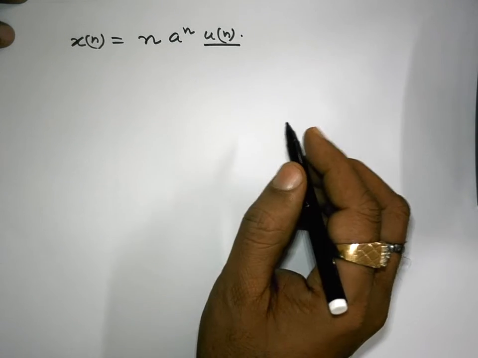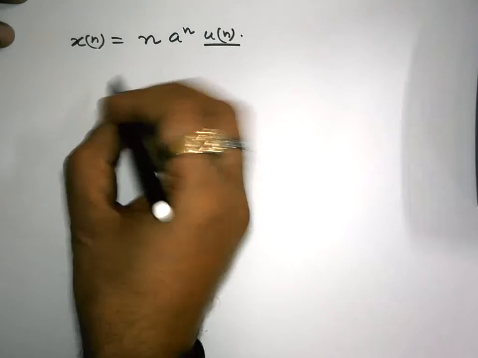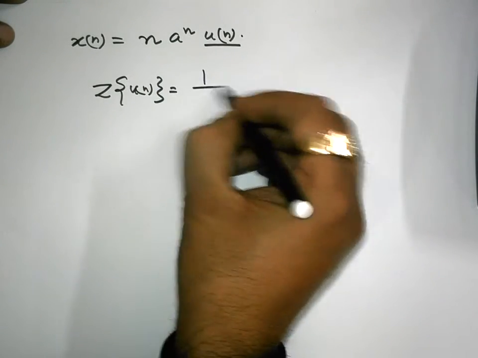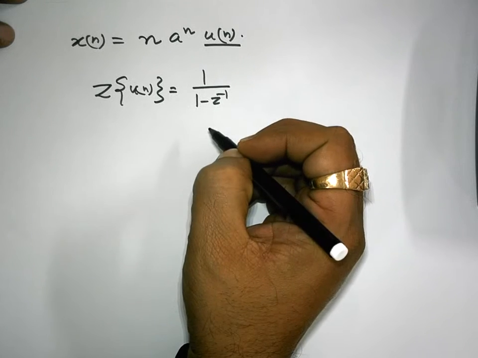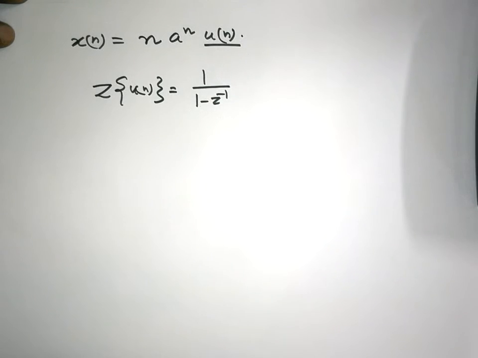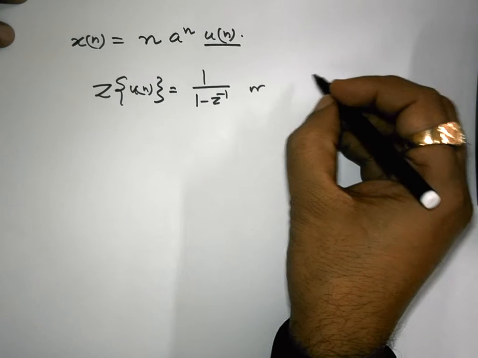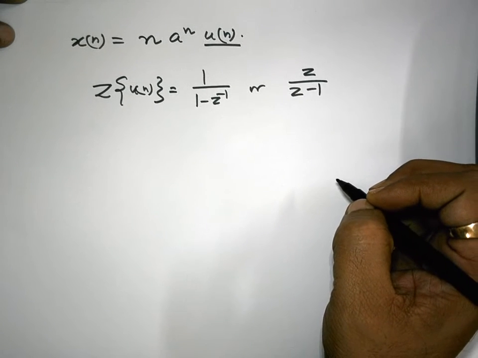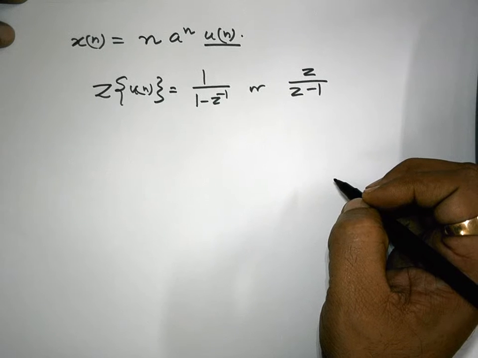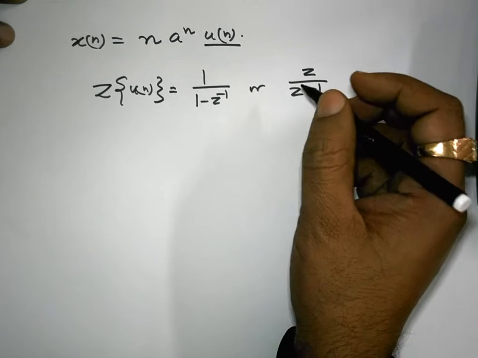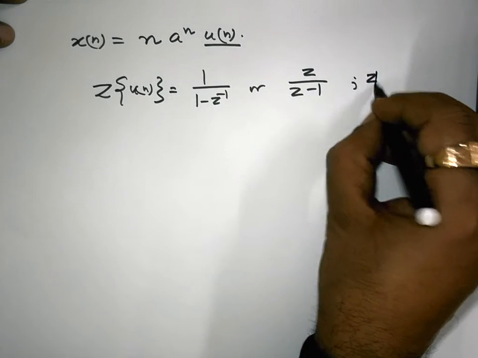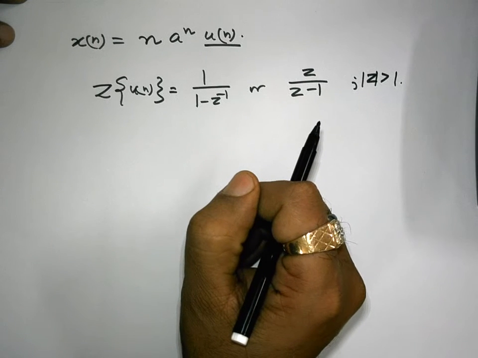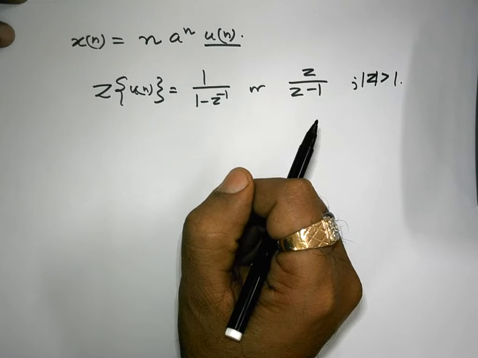And what is the Z transform of u[n]? If you recall, Z transform of the signal u[n] is 1 over 1 minus z inverse. Okay, 1 over 1 minus z inverse, or you can also say this to be z over z minus 1. Am I right? z over z minus 1, with the ROC, mod z greater than 1. This has already been done.